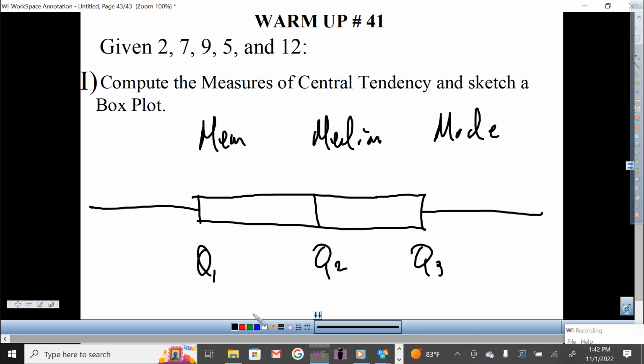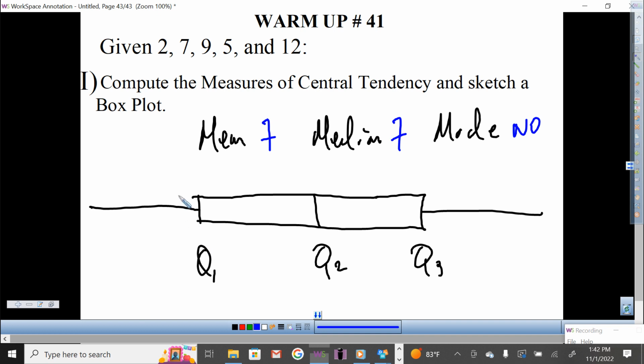All right, mean, JC. 7. Hands if you got 7. Median, Eric. 7. Hands if you got 7. Mode, Pedro. No mode. All right.